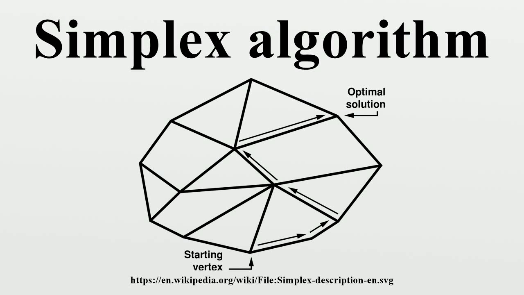In mathematical optimization, Dantzig's simplex algorithm is a popular algorithm for linear programming. The journal Computing in Science and Engineering listed it as one of the top 10 algorithms of the 20th century. The name of the algorithm is derived from the concept of a simplex and was suggested by T.S.